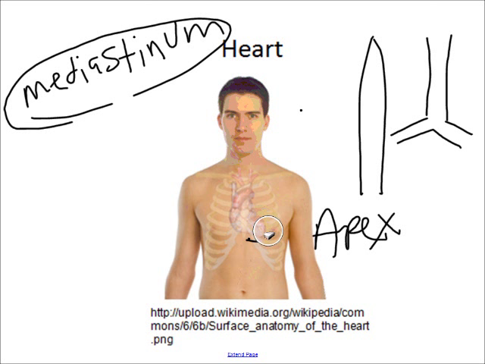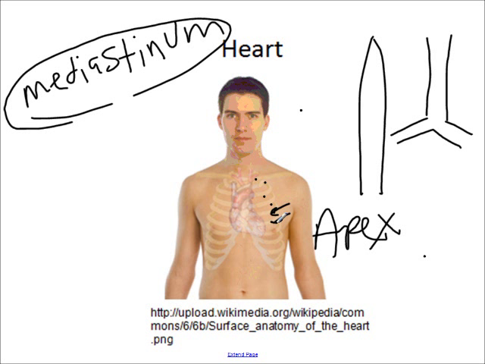The apex typically, on average, and again, this isn't going to be for every single human being on Earth, but with the average person, the apex is going to be about in the fifth or sometimes the sixth intercostal space. This is almost all the way down in the seventh or eighth intercostal space. So that's dipping down a little too low there, but just keep that in mind.